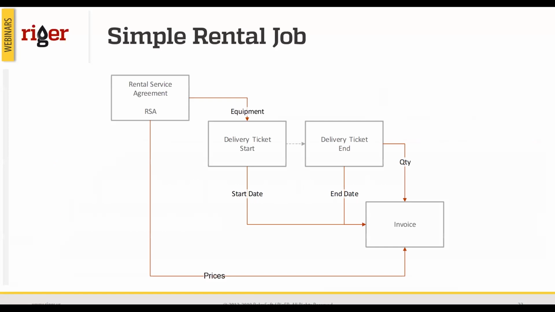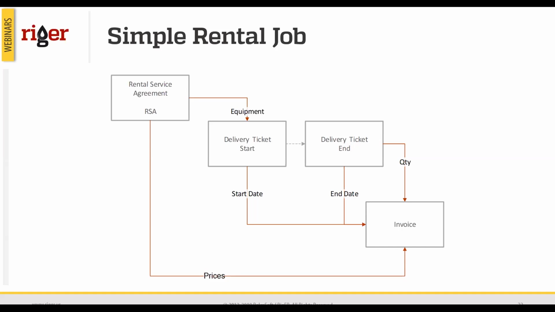This is a little bit more complex because it has an equipment in the invoice. So basically the document flow chart looks like this. So we have again the rental service agreement with prices of the equipment, and we have equipment dispatched through the delivery ticket start, and we have delivery ticket end. So in the very simple scenario, we deliver the equipment at the location, it works for a while, and then we take it back and deliver back to our shop, yard, or warehouse.